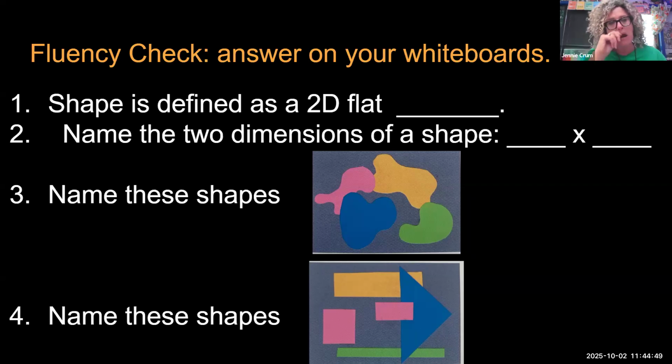Okay, that's our timer. All right, guys, shape is defined as a 2D flat area. We're going to be painting in areas. That could be just a regular area or an area with an outline. So keep in mind, yes, you use lines to create areas. 2 dimensions of a shape, I already said it, length and width, also known as height.